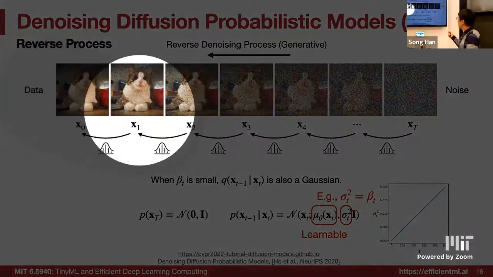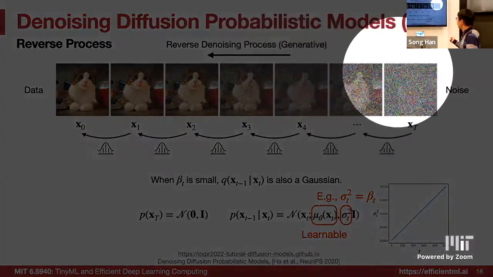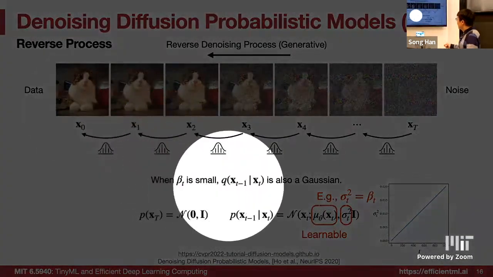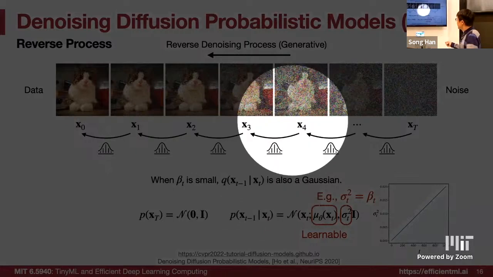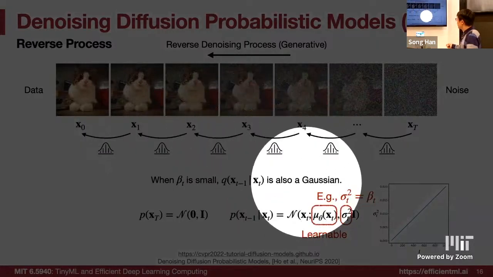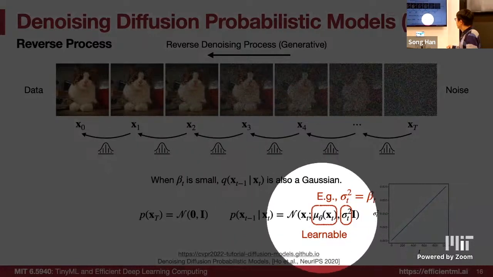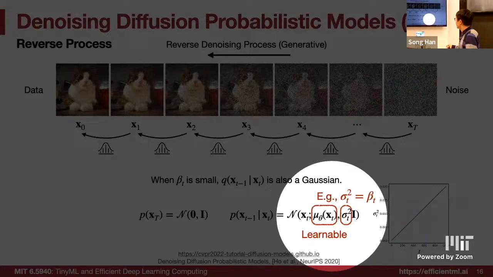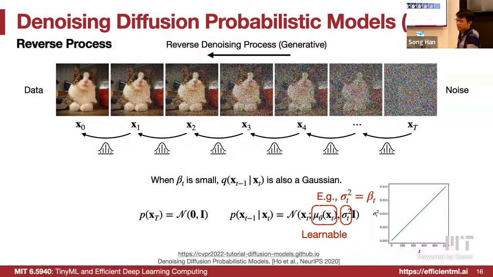And now we are going to talk about the reverse process, the reverse denoising process. Starting from xt, we want to obtain x0. When beta t is small, the relationship between xt minus 1 and xt, the adjacent two steps, is also a Gaussian. This is the mean, which is learnable. Basically, that's what we are trying to predict, consuming the majority of the computation flops, given xt to get the mean, and the variance is also a Gaussian.